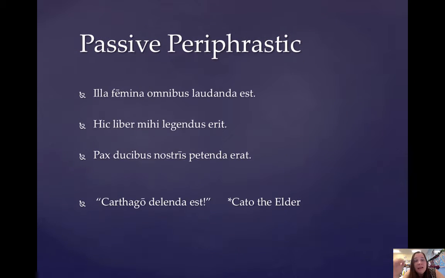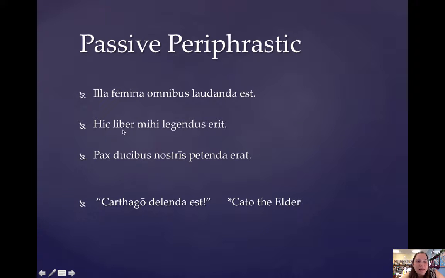So there. Let's look at a couple examples. So this first sentence, illa femina omnibus laudanda est. Okay, we have our subject, illa femina, that woman, laudanda est, must be praised. And now we have the dative of agent telling us who must be doing this action. That woman must be praised omnibus, by all. Okay.